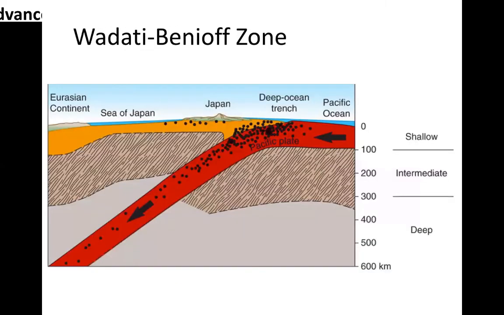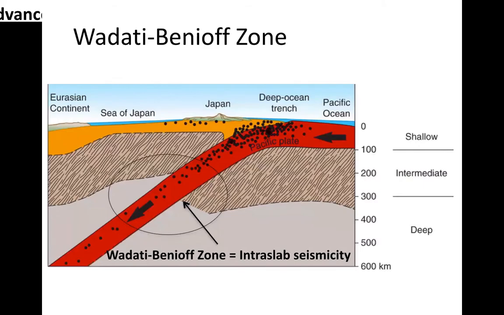So also within a subduction zone, there is a very narrow inclined seismic zone of intermediate to deep earthquakes that traces the geometry of the slab as it subducts into the mantle. This inclined seismic zone is called the Wadati-Benioff zone and reflects intraslab deformation, where intraslab deformation is the primary source of intermediate and deep earthquakes.